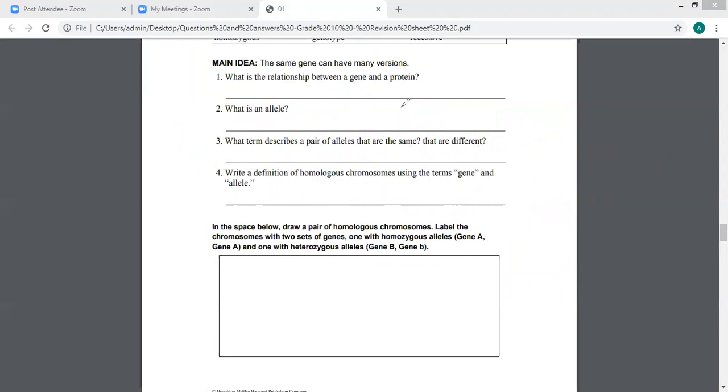The fourth question, write a definition of homologous chromosomes using the term gene and allele. Okay. Firstly, we know the meaning of homologous chromosomes. They are similar chromosomes. They carry the same gene. One of them is inherited from the father and the other one inherited from the mother.